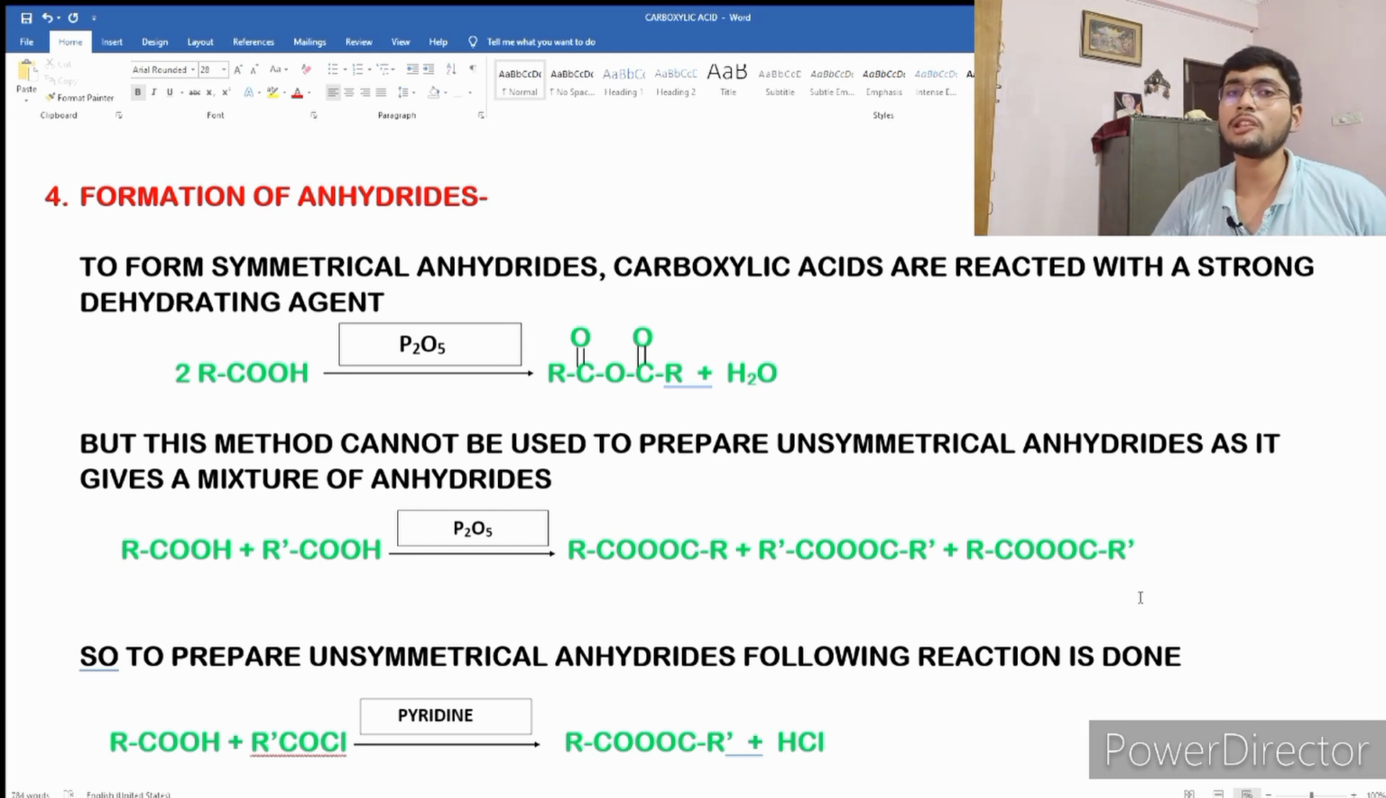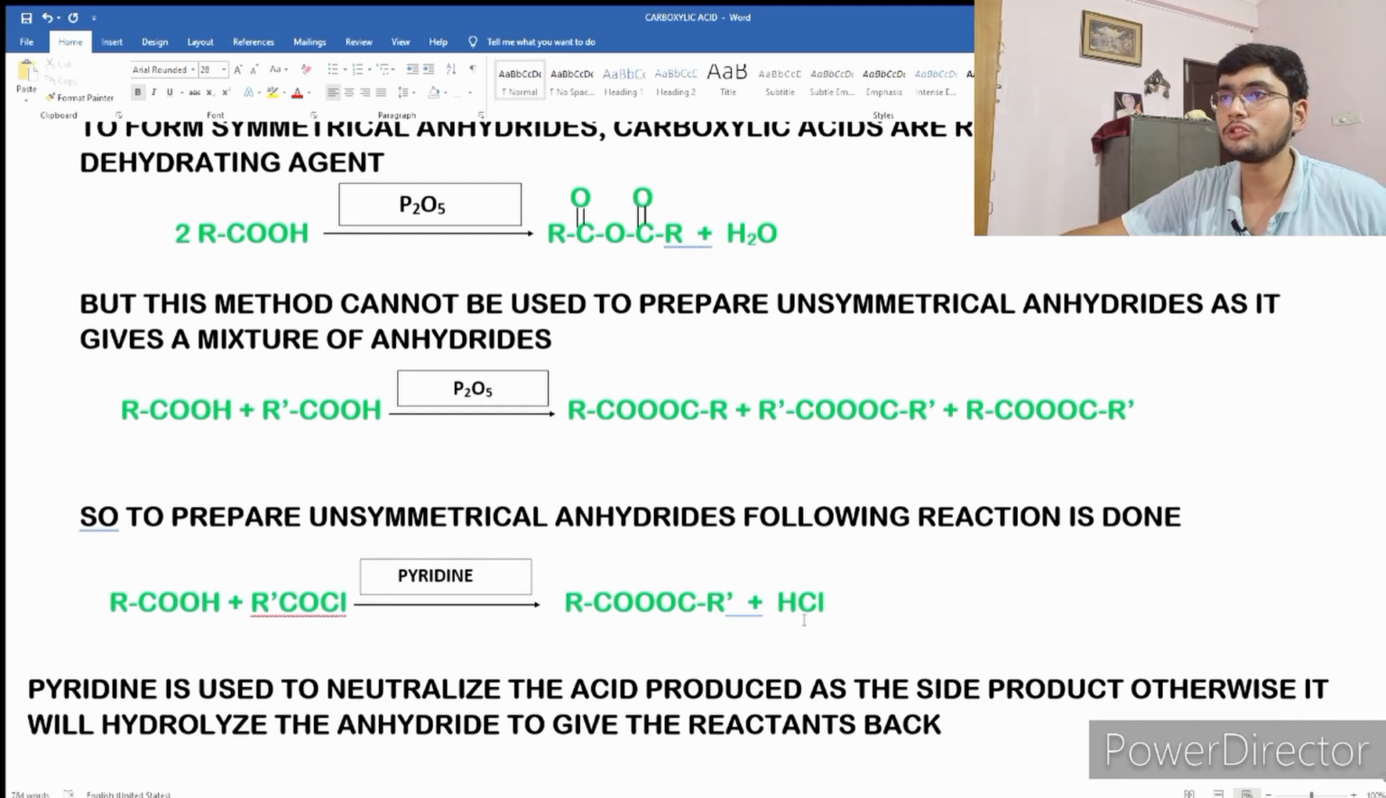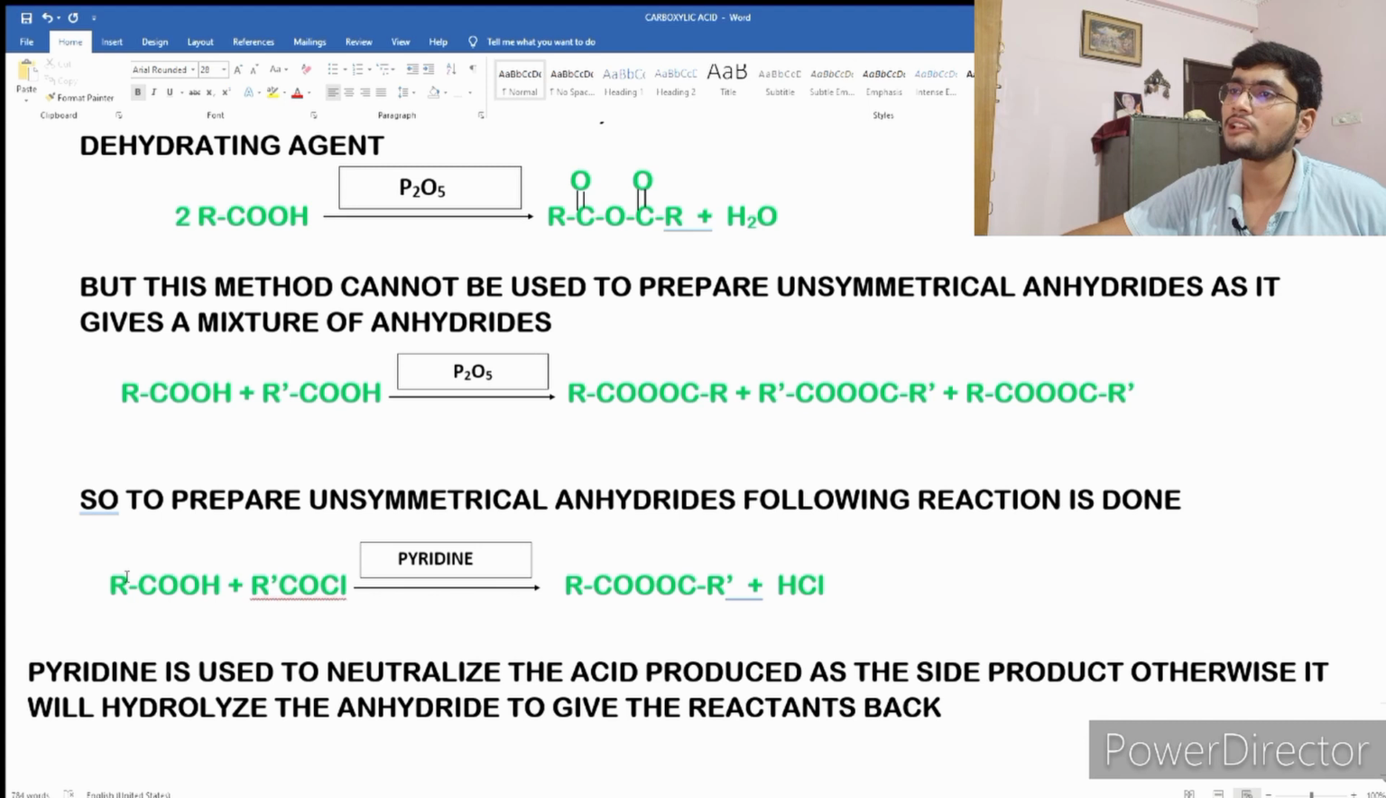But that doesn't mean that we cannot prepare unsymmetrical anhydrides. We can prepare unsymmetrical anhydrides by simply reacting the carboxylic acid with acid chlorides in the presence of pyridine. Like I have shown you here, this is a carboxylic acid and this is an acid chloride. Here the alkyl group is different. So when we react it, hydrogen chloride will get separated and we will get our desired anhydride. And we have to take pyridine also, so that we can neutralize this acid, the hydrochloric acid.